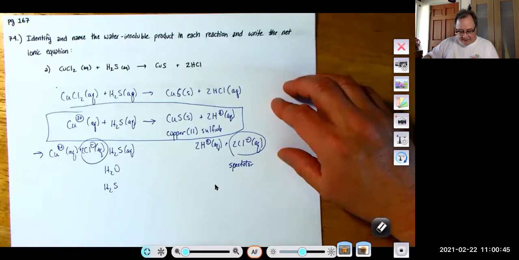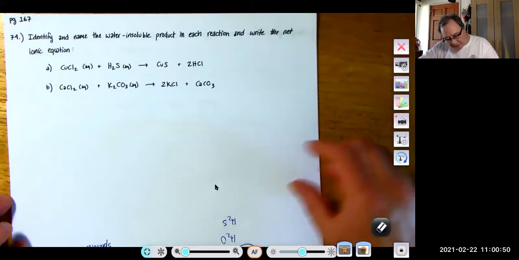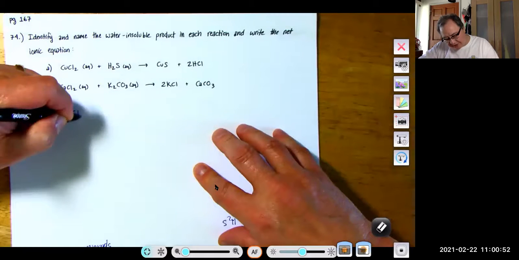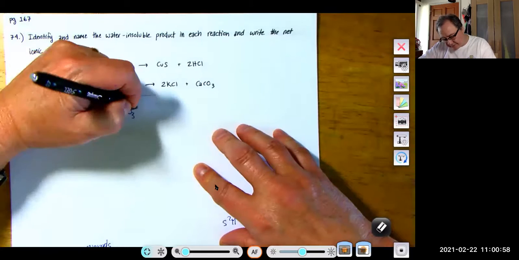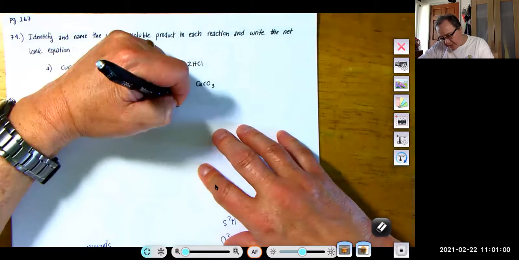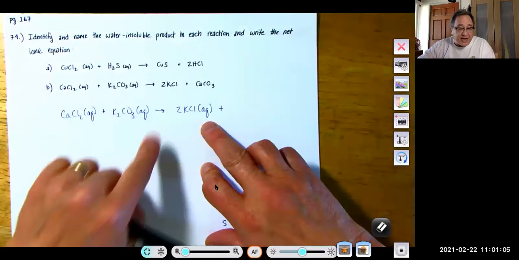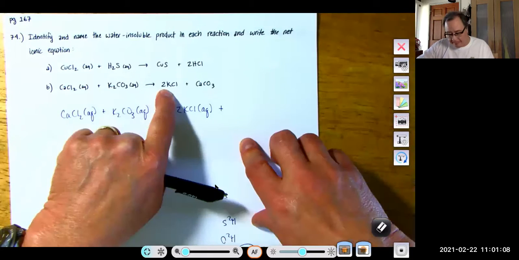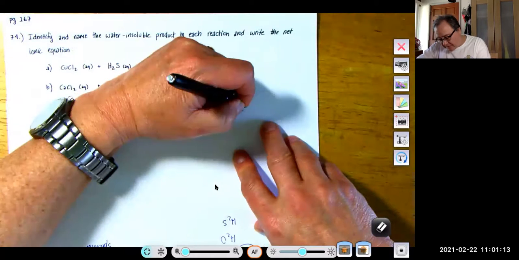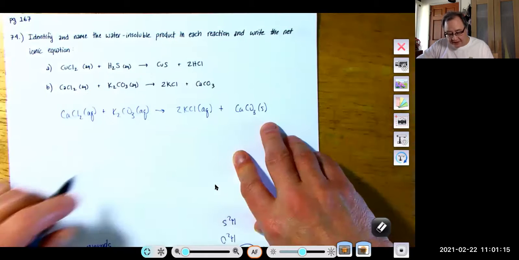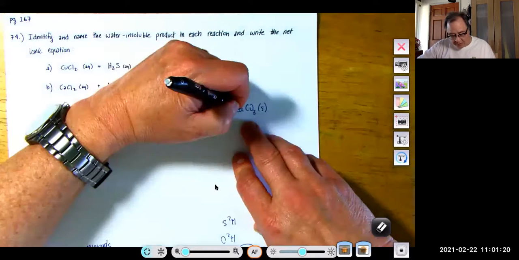Okay, let's look at B. So for B, I'm going to have calcium chloride, aqueous, plus potassium carbonate, aqueous. And I'm going to have 2 KCl, aqueous. And I'm going to call it aqueous because of the potassium ions. And then I'm also going to put calcium carbonate as a solid because I know that carbonates are not soluble in general unless you combine them with 1A ions or ammonium ion.